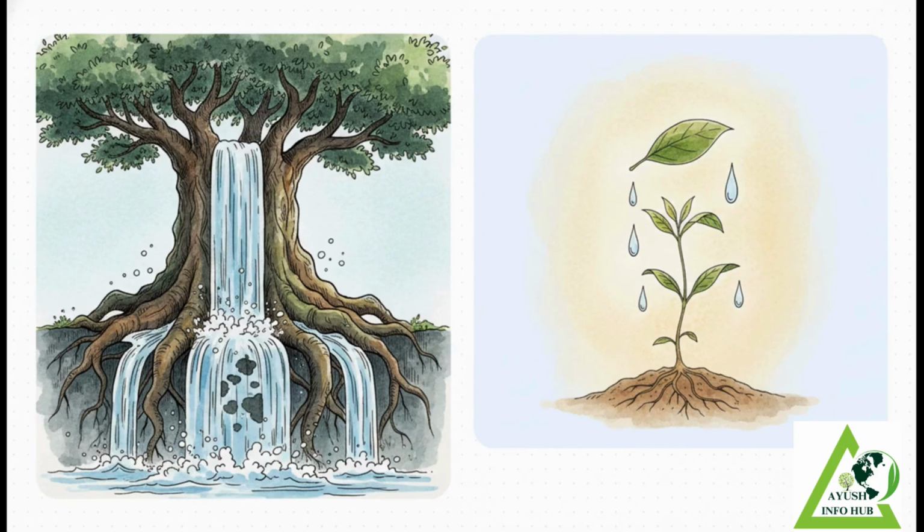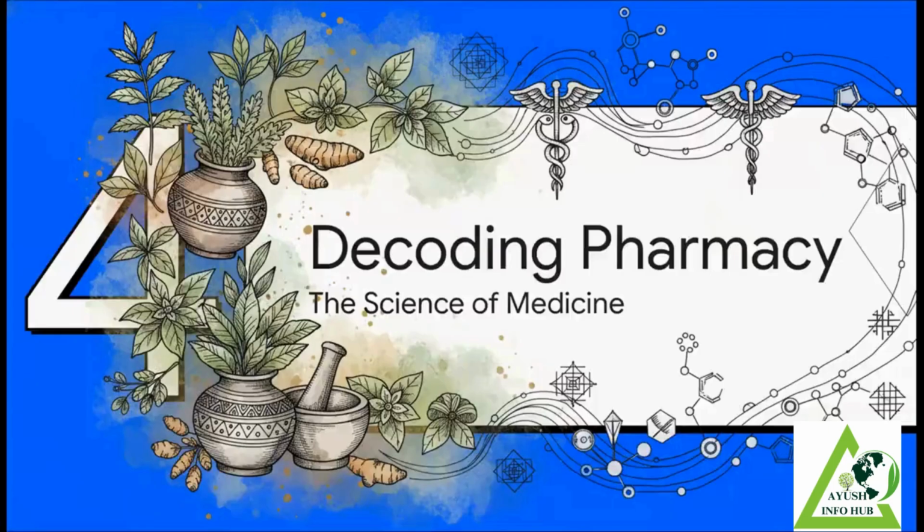Based on all that data it collected about the patient, the system makes a call. Is this person strong enough to handle a really deep purificatory therapy? That's path 1, Shodhana. Or is a gentler approach needed to manage symptoms and build up strength first? That's path 2, Shamana. You see? The patient's individual condition dictates the entire strategy. Okay, so let's talk about the tools you use for these interventions. The pharmacy.